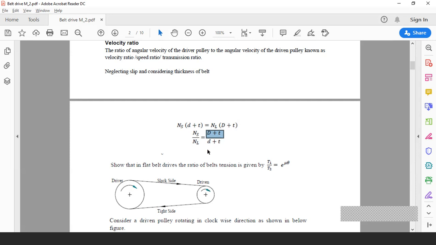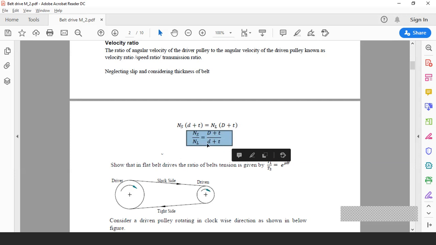So here we have to take the thickness of the flat belt into account. This t may not be considered while dealing with the V belt, but only when dealing with the flat belt do we have to consider the thickness. So (D plus t) divided by (small d plus t): the diameter plus thickness of the larger pulley, which is driven, divided by the diameter of the smaller pulley plus thickness of the belt. So this is the equation for the velocity ratio.